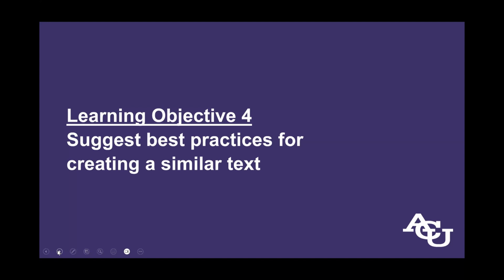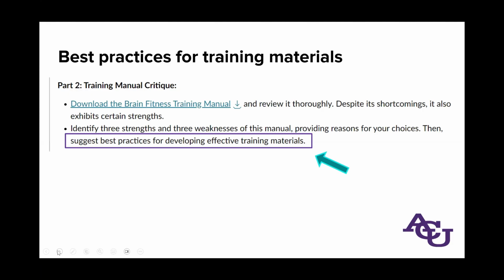So we have assessed our target text. The next step, a next learning objective as well, is to suggest best practices for creating a similar text. This is the last part of part 2, the training manual critique. The very last line says we need to suggest best practices for developing effective training materials.